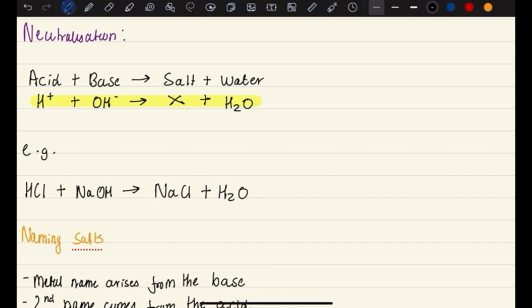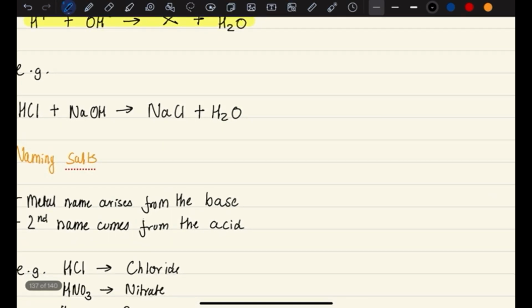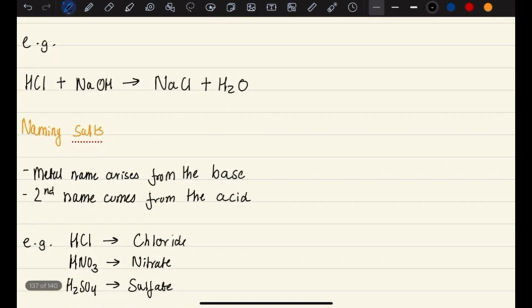Now, the reason that we wanted to talk about this is because I want you to be able to name salts well. Yeah? So the first bit of the salt's name, the first word, comes from the metal of the base, whereas the second one comes from the acid. So for example, hydrochloric acid, you get a chloride. Nitric acid, you get a nitrate. Sulfuric acid, you get a sulfate. You just need to work off what the acid is to get the name of the word, yeah? So you'll come across all the different examples throughout the course. Just be aware of what they are now.